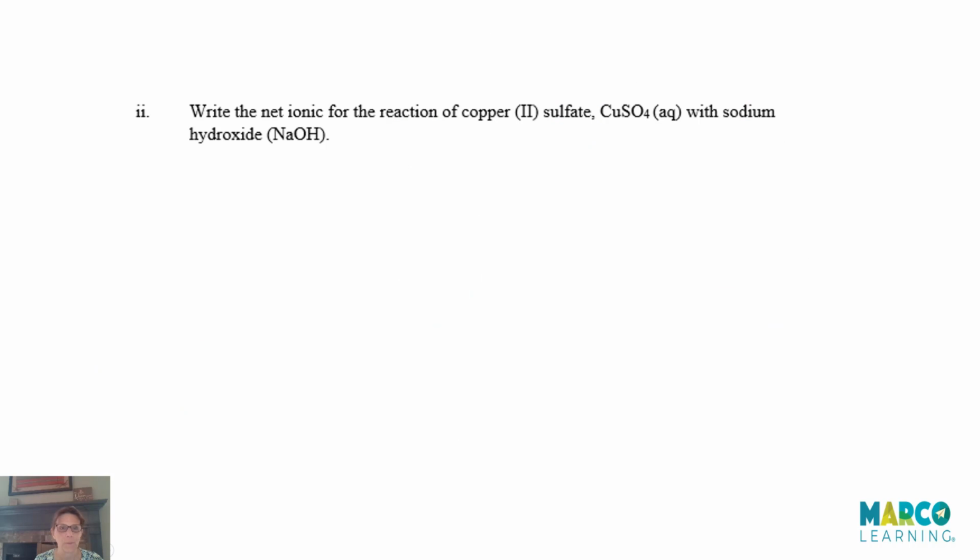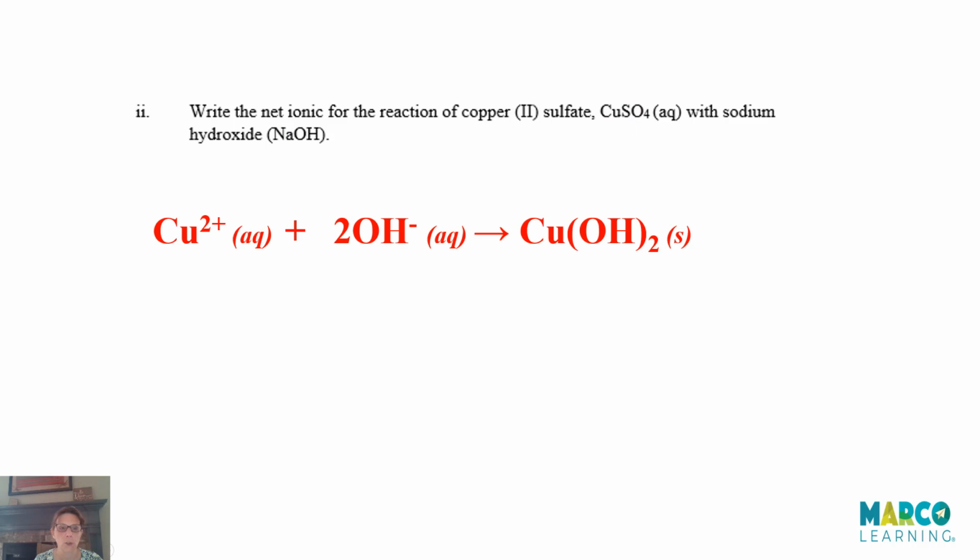All right. So moving on to II, write the net ionic reaction for copper sulfate with sodium hydroxide. Okay, so I know that the sodium is a spectator, which lets me know that the sulfate is a spectator, like we just said. And so now I know that I'm reacting copper ions with hydroxide ions to make copper hydroxide. And so that makes that net ionic equation pretty straightforward.